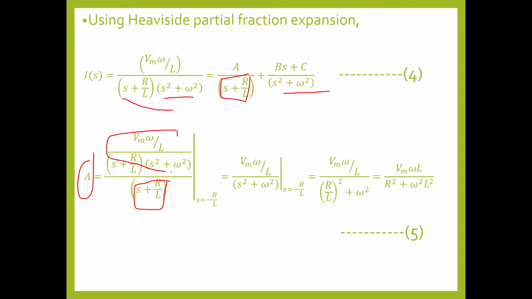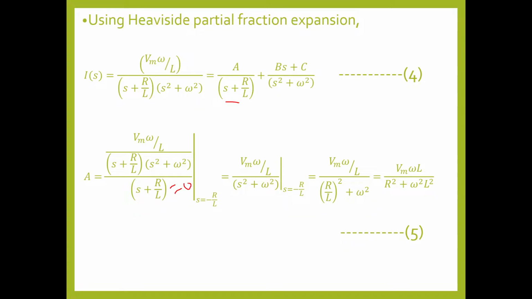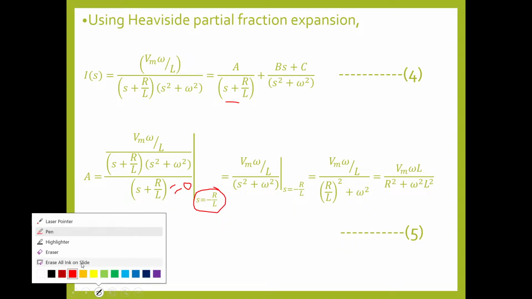And in the numerator, write the actual expression. So whatever expression was there for I of s, write it in the numerator, divided by the denominator of a. Equate the denominator to 0. If you equate the denominator to 0, s plus R by L equal to 0, so s is equal to minus R by L. You just write it.